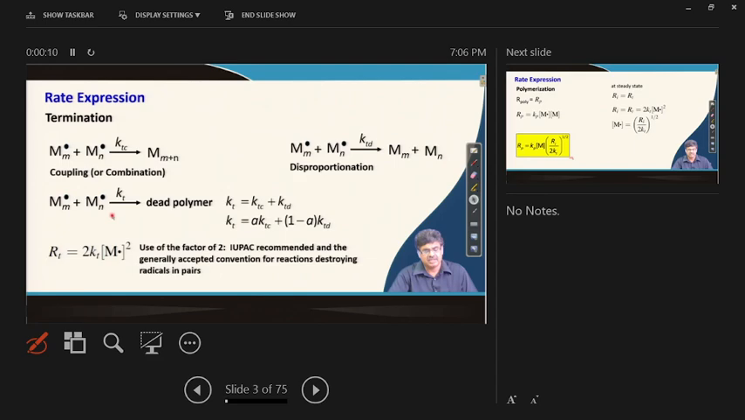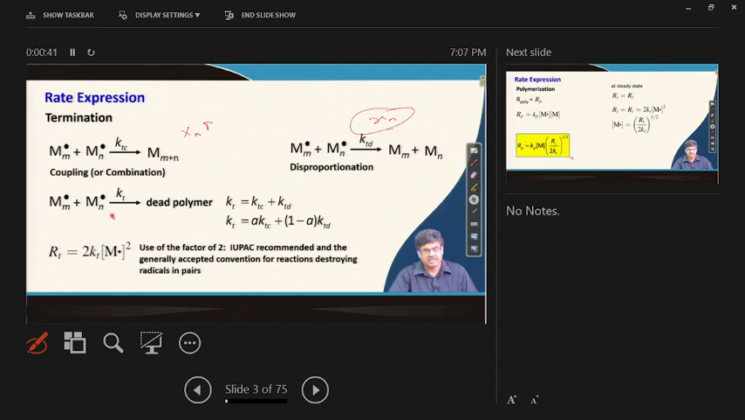Okay, so this is the disproportionation reaction. In this one, the chain length will be increased very high in combination, but here it will remain the same. Why? Because it is only interchanging electrons or some small atoms like hydrogen, and the polymer chain length will remain the same after termination also.